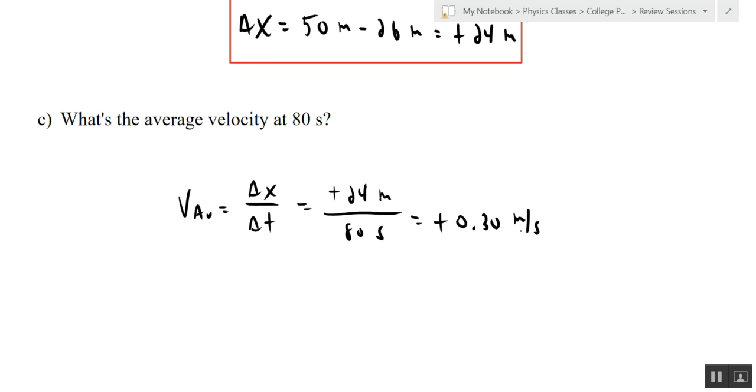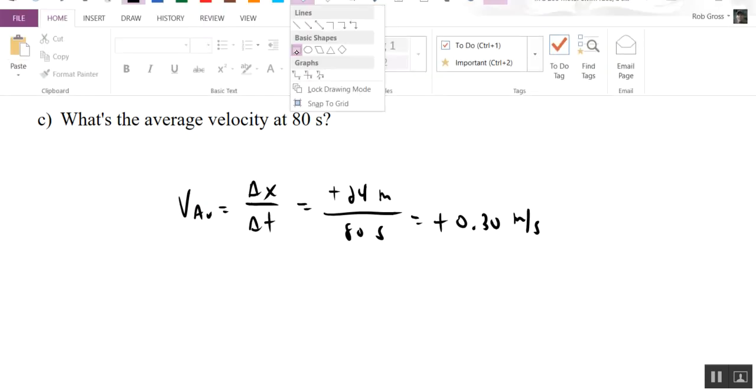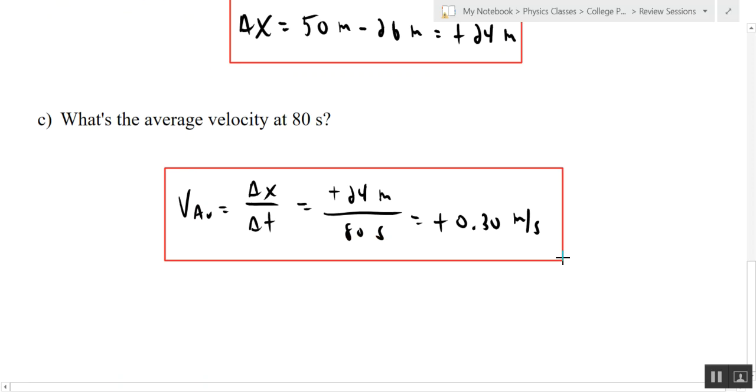It would also be 0 at 100 meters, right? Because this is going back and forth. So at 100 meters, his average velocity would be 0 too, right? Because that's another time he's back at the starting point. All right. So does that make sense?